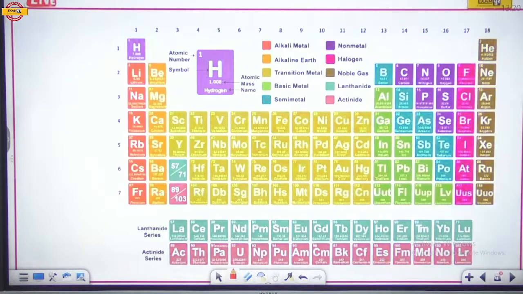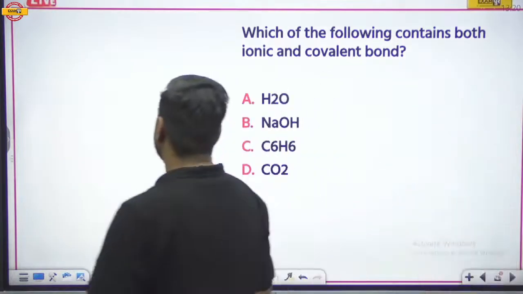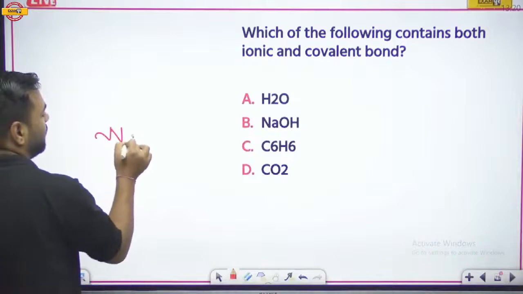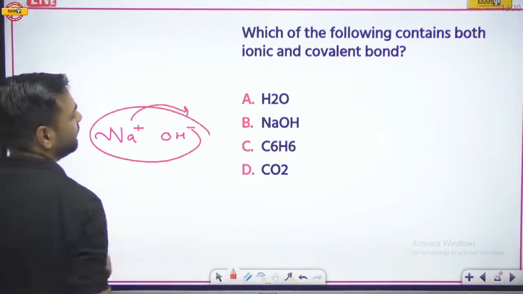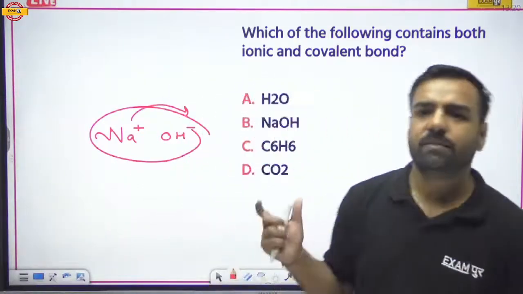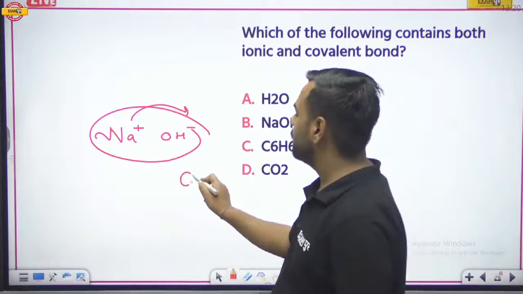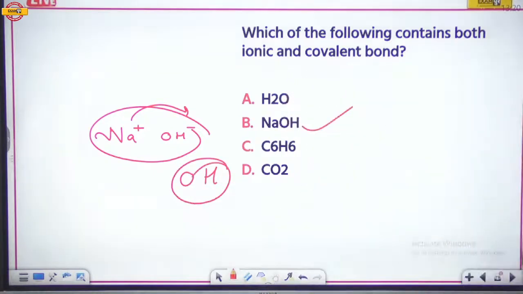Next, which of the following contains both ionic and covalent bond? When I talk about both ionic and covalent bond, just have a look at NaOH. Na positive, OH minus. This means gaining and donation of electron, that means ionic bonding. And if I go with OH, sharing, that means it is covalent as well. So NaOH is going to be the correct answer.